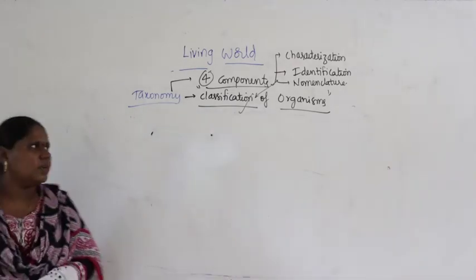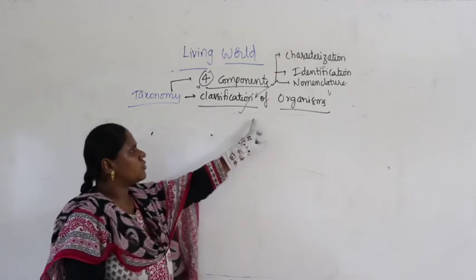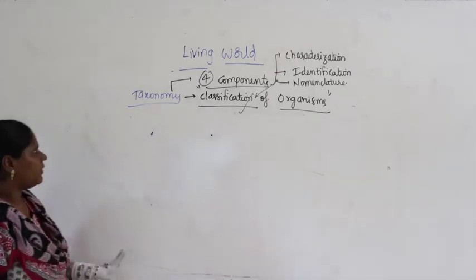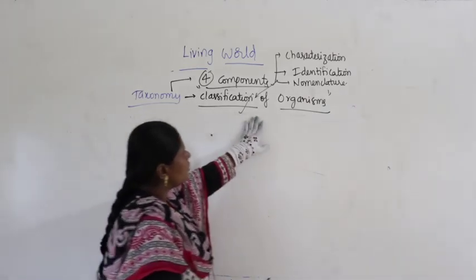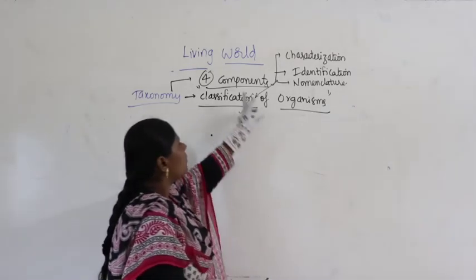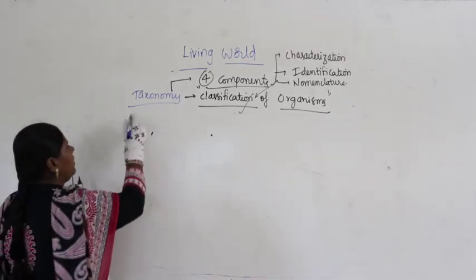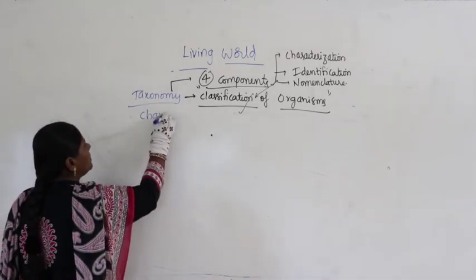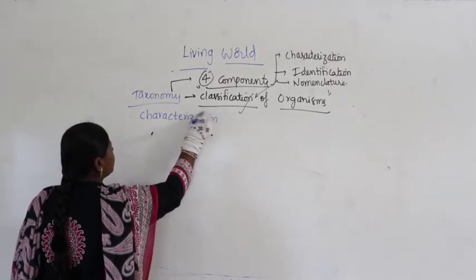So taxonomy is nothing but the study of classification of organisms, or we can define it as the branch of science which deals with classification of organisms. It includes 4 components. Now it's time for us to study each component. What is the first component? Characterization. What's the meaning of characterization?